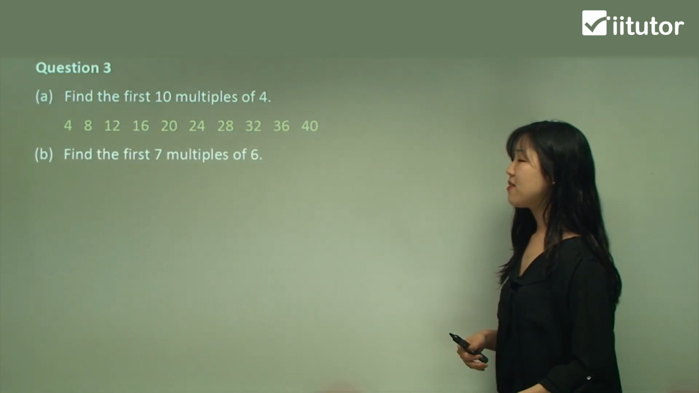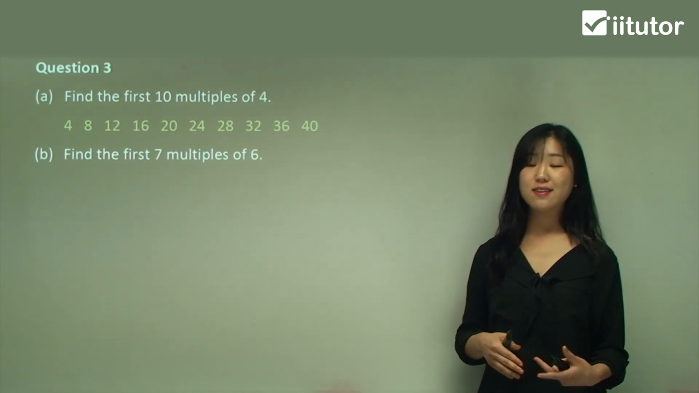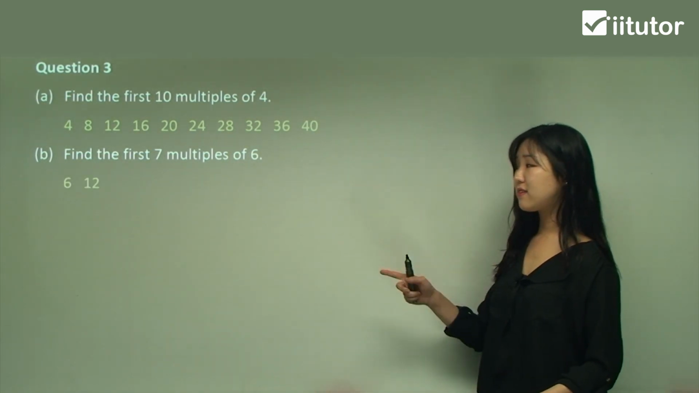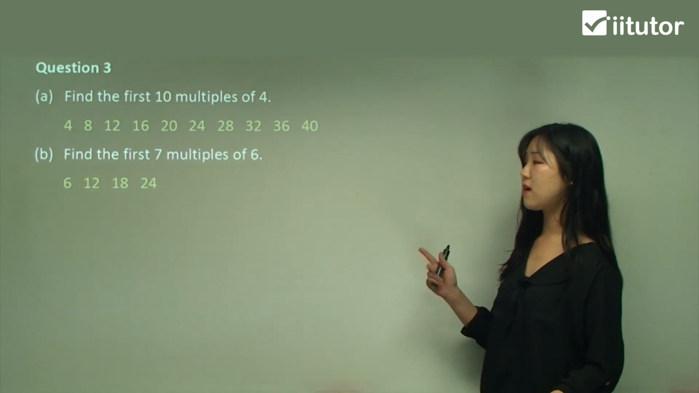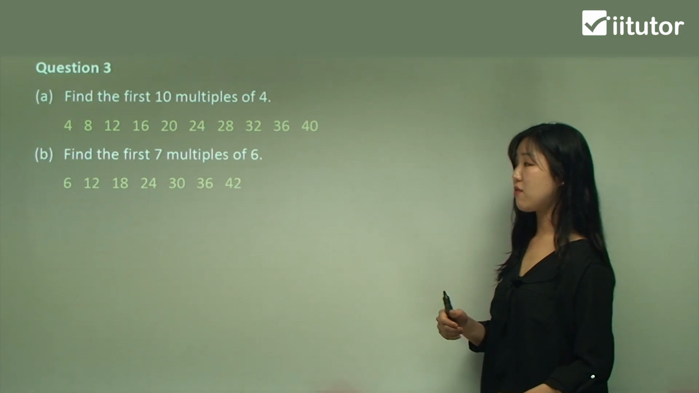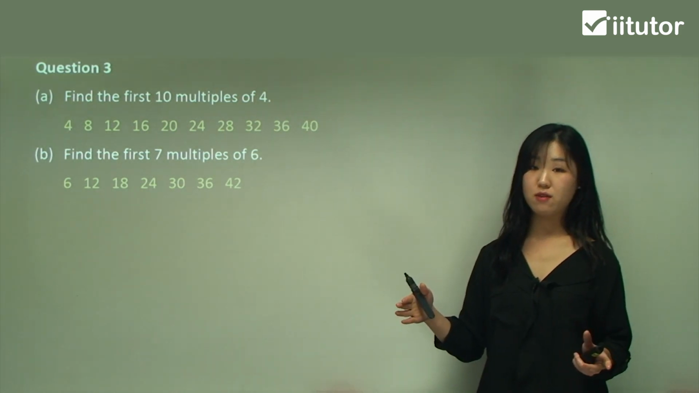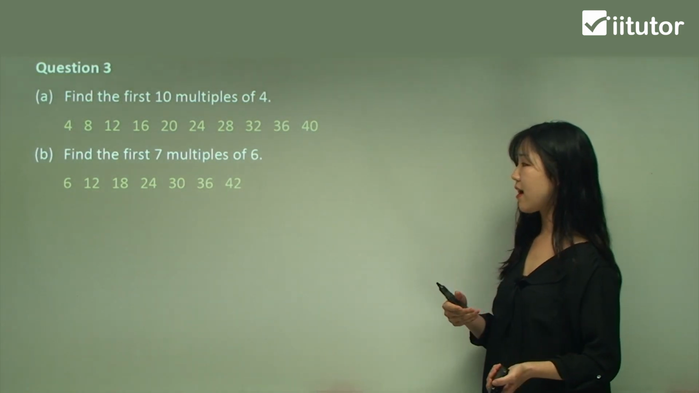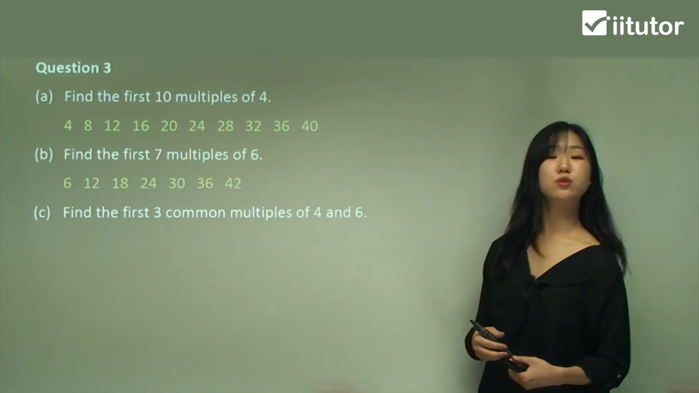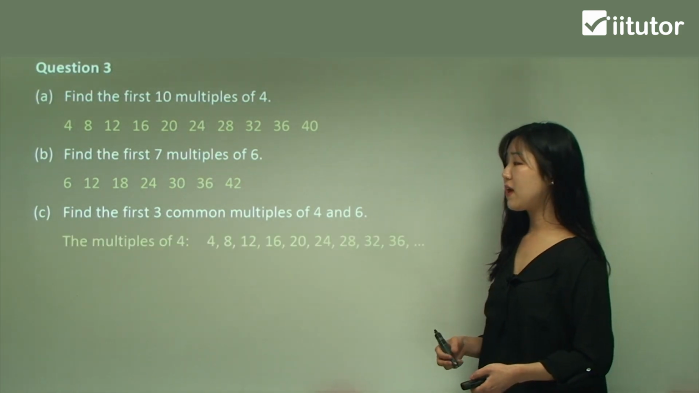Now B, find the first 7 multiples of 6. Do the exact same thing, but this time for 6. So 6 times 1, 6 times 2, 6 times 3, 6 times 4, 6 times 5, 6 times 6, and finally 6 times 7 because we want only up to the first 7 multiples of 6. And that's it, guys.